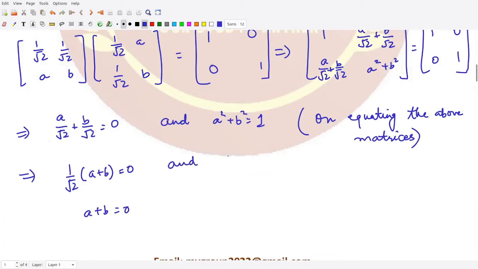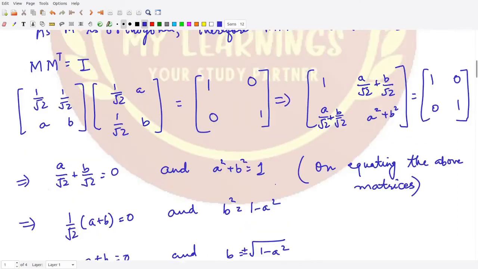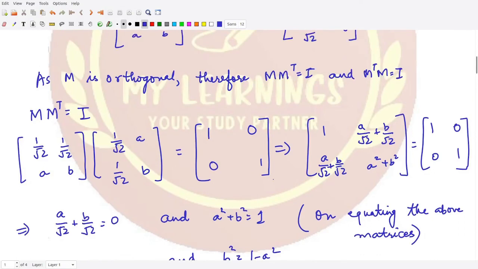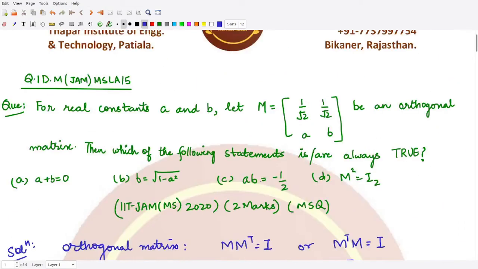And from the second condition, you simply have B square is equal to 1 minus A square, or you could write this as B is equal to plus minus the square root of 1 minus A square. So these two conditions are there when we apply this condition of M transpose, that is the identity matrix. So from here you see your option A is correct and your option B is correct.